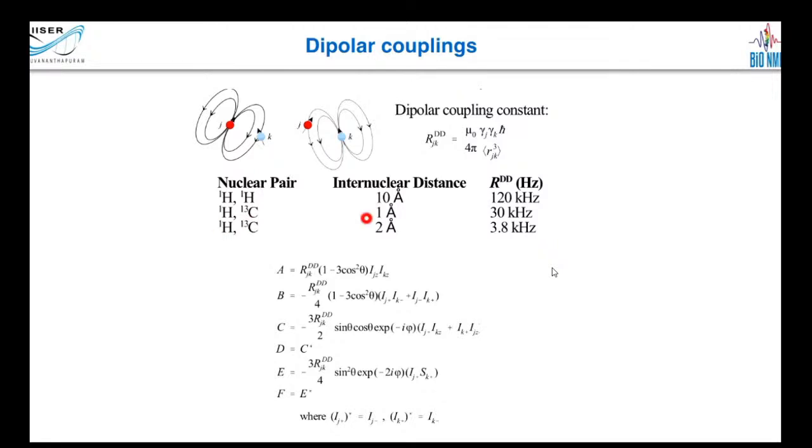For 1H-13C, at 1 angstrom the coupling is 30 kilohertz, 30,000 hertz. Normally 1H-13C in scalar coupling, the through bond coupling is 140 hertz, and compare that to 30 kilohertz here. It's huge coupling. So it will couple to everything.